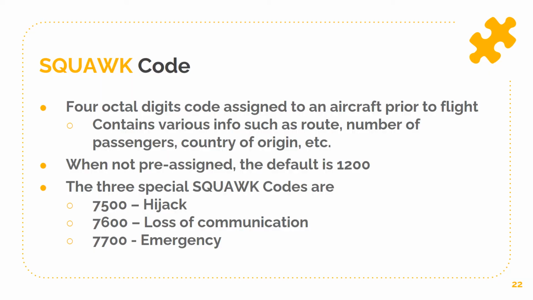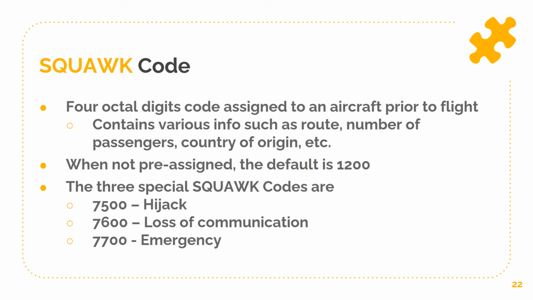So, what is a squawk code? A squawk code is a 4-octal-digit code assigned to an aircraft prior to flight. It contains various necessary info such as route, number of passengers, country of origin, etc. Basically, a squawk code is like the ID of a flight. When a squawk code is not pre-assigned, the default is 1200. And there are three special cases of squawk codes. These are 7500, 7600, and 7700.